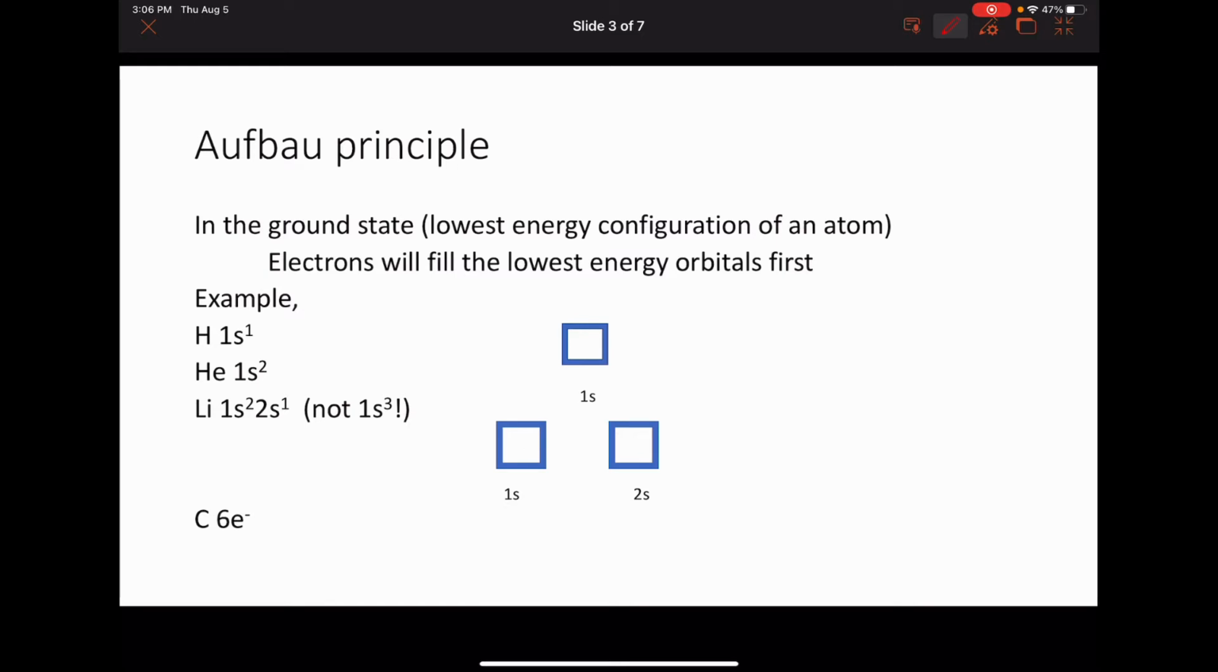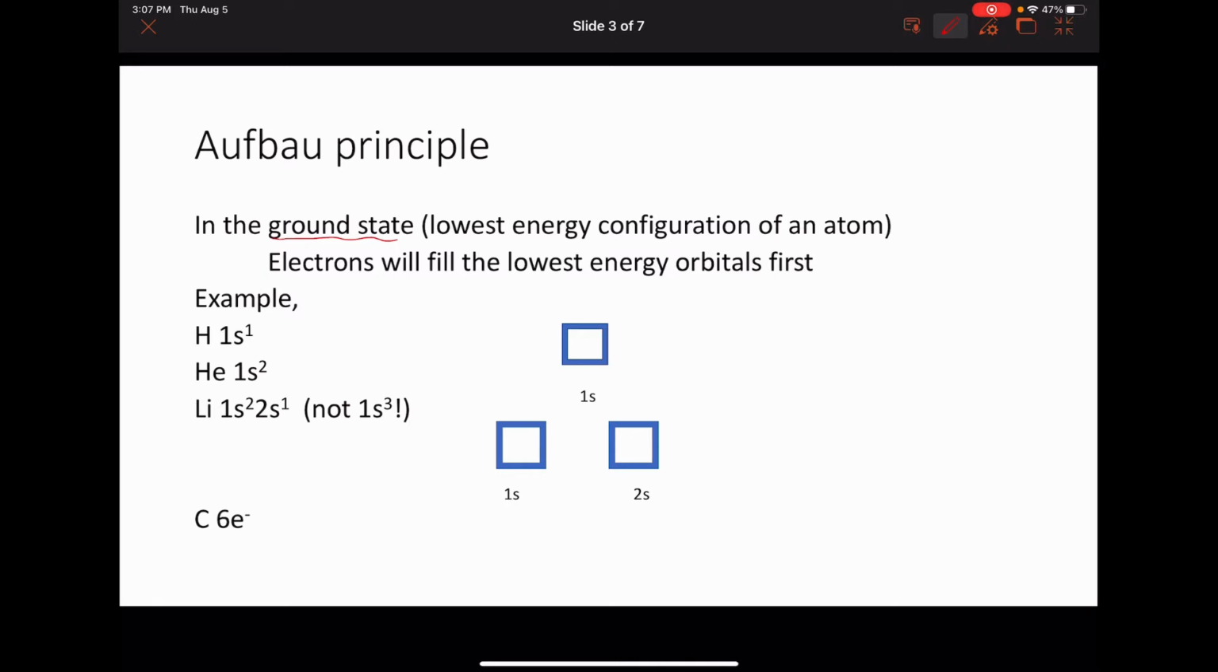So the ground state of an atom: an atom at its lowest energy state, the lowest energy configuration, because an atom can be in an excited state. If we put it at a really high temperature, give it a lot of energy, the electrons start popping up into higher energy orbitals and so forth. So there are an infinite number of excited states, but there's only one lowest energy state. And basically what that means is we use the Aufbau principle, a simple way of saying that the electrons are going to fill the lowest energy orbitals first.